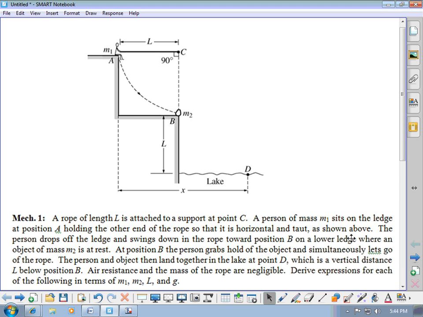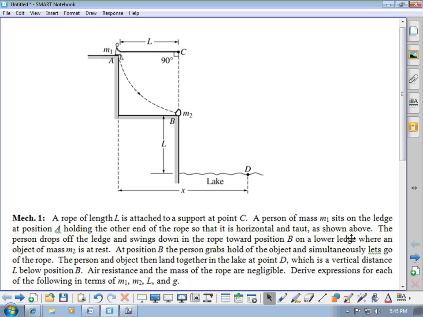In the first free response question on your practice test, you had a man sitting on a ledge, and then he swings down from a rope, grabs onto a sandbag, and goes flying off of a cliff and lands in a lake. This is a very good free response problem because it requires you to use a little bit of everything from throughout the year, other than rotational motion.